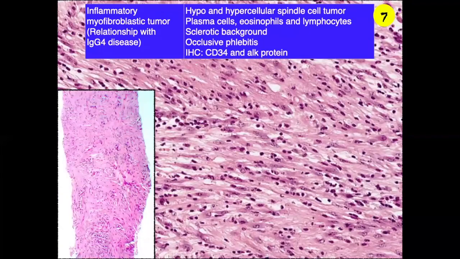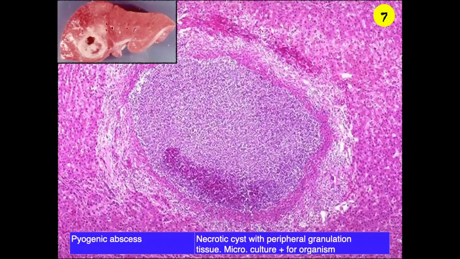Next slide. It is a sclerotic process with a lot of inflammatory cells, eosinophils, plasma cells. So you have to think of IgG4 related disease or inflammatory myofibroblastic tumor. In IgG4 disease, it will be more like a lamellar fibrosis. It is a triad with the phlebitis and predominance of lymphoplasmacytes. So whenever you see sclerotic background, hypo and hypercellular areas with a lot of inflammatory cells, think of inflammatory myofibroblastic tumor and IgG4 disease. And you all have to remember, in inflammatory myofibroblastic tumor, the ALK protein will be positive.